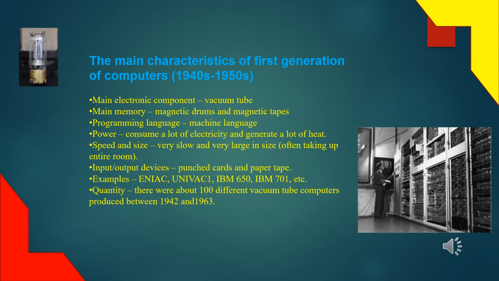Characteristics or advantages of first generation of computers were the main electronic component, main memory, programming language, power, speed and size, input and output devices, and quantity. Main electronic component used in first generation of computers was vacuum tube, where the main memory used were magnetic drums and magnetic tapes. Machine language was the programming language which was used, but it consumes a lot of electricity and generates a lot of heat. Also, it was very slow and very large in size, which consumes almost a room to occupy the whole computer.